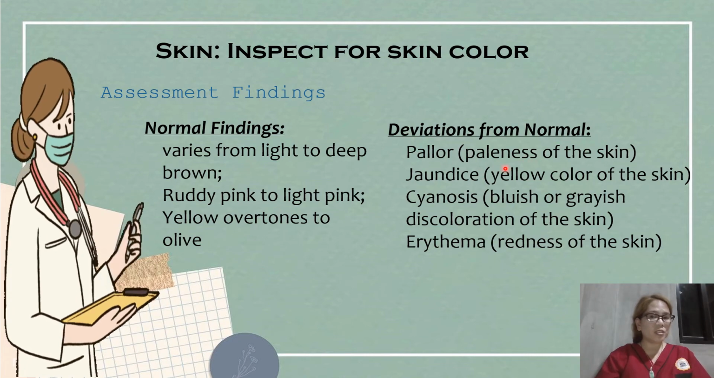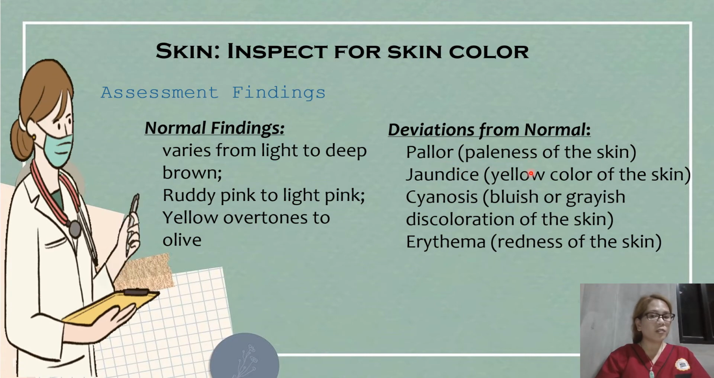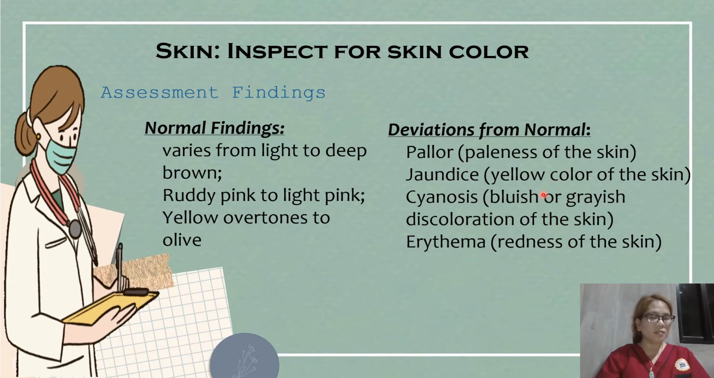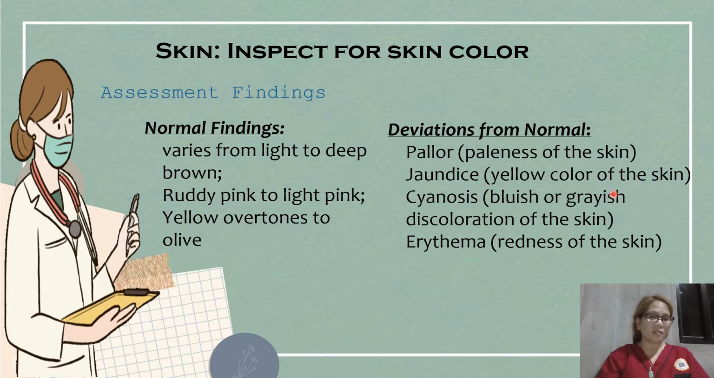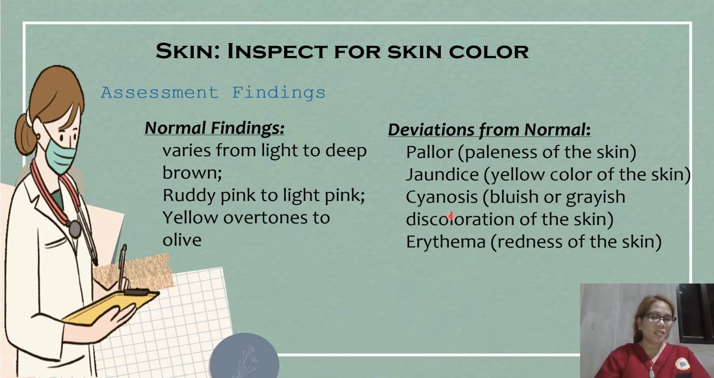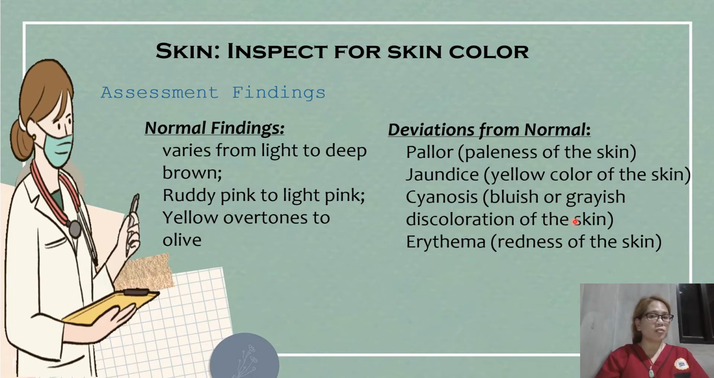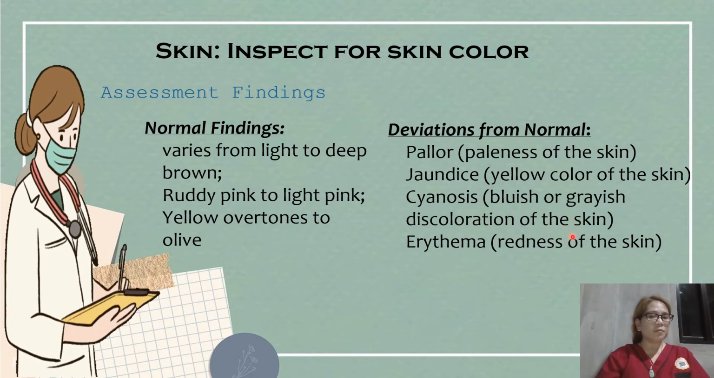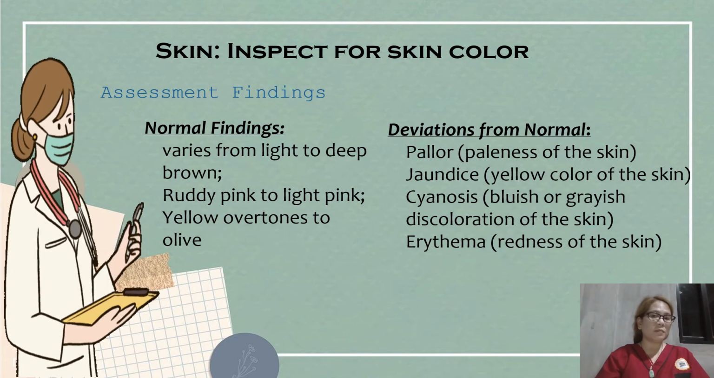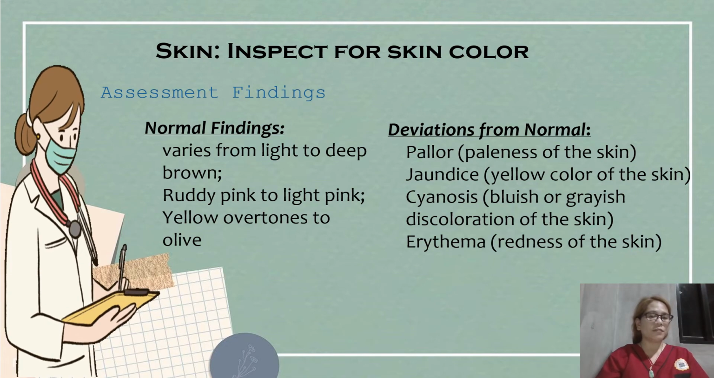Okay, deviations could be pallor or paleness of the skin. Okay, jaundice or the yellow color of the skin. This could be a sign of a problem in the liver. Cyanosis, or there is bluish or grayish discoloration of the skin. There could be problem with the blood circulation. Erythema of the skin or redness of the skin. There could be inflammation on a specific area.